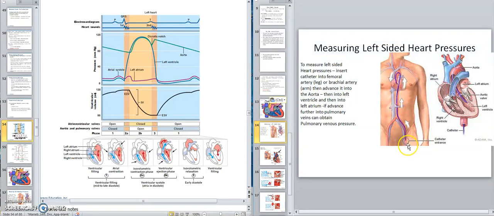So the person would be laying on the table. They would have the groin sterilized. They would take a catheter and go retrograde of the flow. Retrograde means against the flow, because blood would be coming down this way. So you're going retrograde to the flow. You're taking this catheter, and you can see it because it's radio opaque, so they're doing an x-ray.